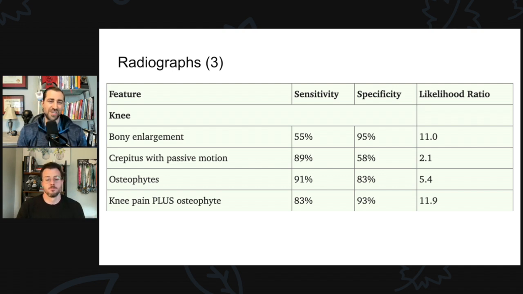So it's just a sign that, hey, if you've got bone growing within that joint, chances are you probably do have osteoarthritis. And the other one was knee pain plus osteophytes, which had a lower sensitivity, 83%, but a higher specificity, which kind of makes sense. Your knee hurts and you've got osteophytes. Those are two hallmarks of knee osteoarthritis. Maybe that rules it in a little bit better. So I thought that was interesting.